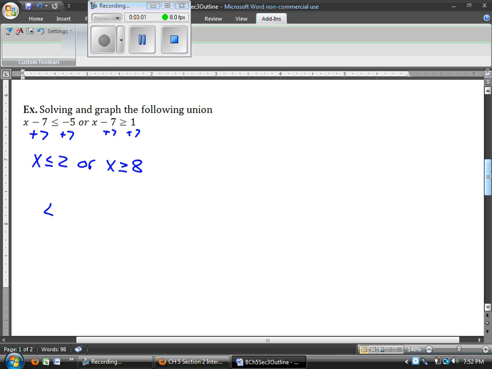Okay. Again, go ahead and graph these on a number line. 0, 1, 2, 3, 4, 5, 6, 7, 8. Less than or equal to 2, so it's a closed dot going less than. Greater than or equal to 8, closed dot going greater than. You see again they're going away where x has to be either bigger than 8 or less than 2. It cannot be both.